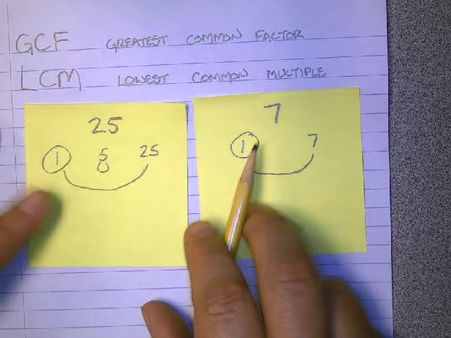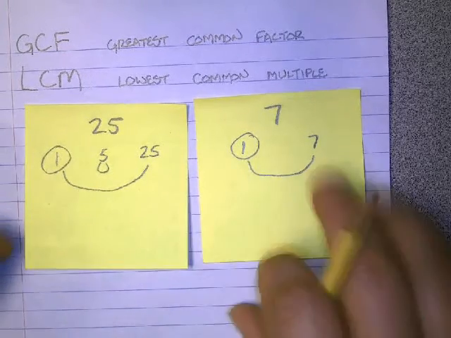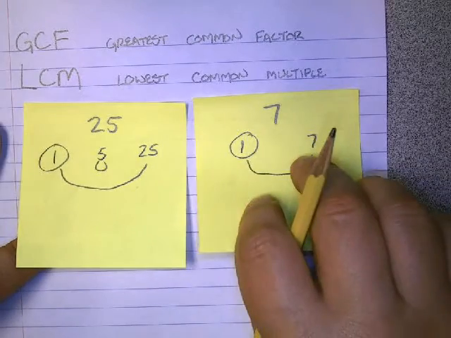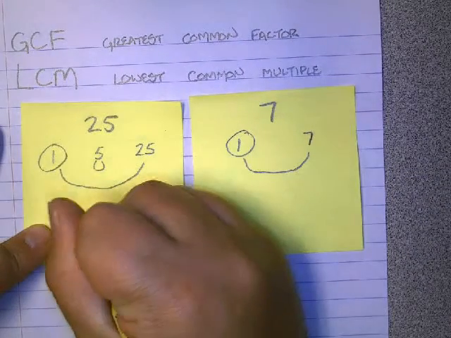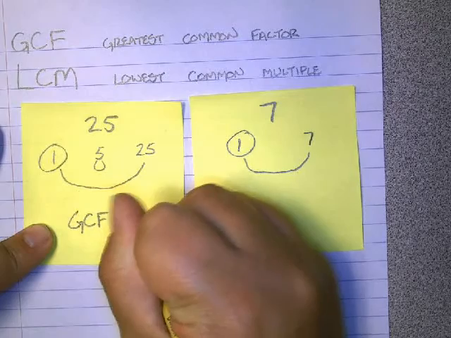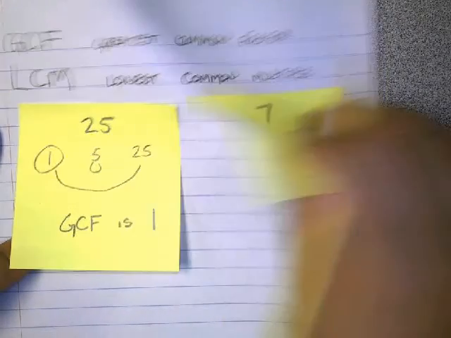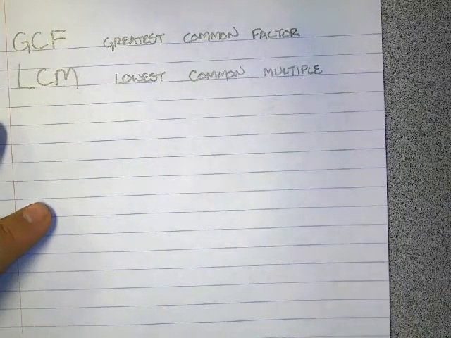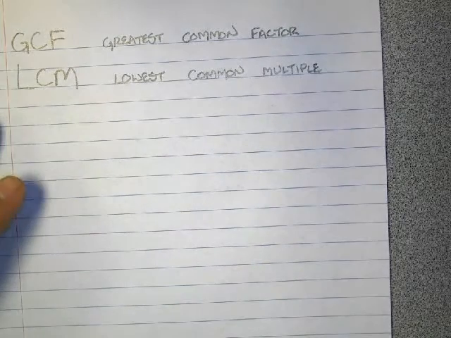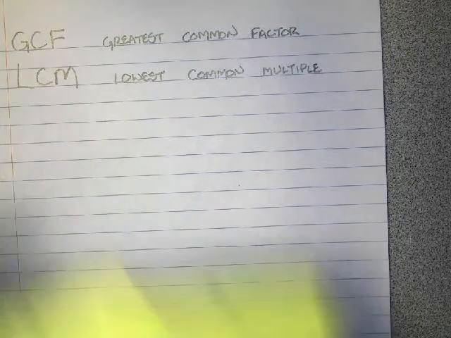So sometimes actually the rainbow method is a lot easier to see this, and we're going to show you that here in a second, how the rainbow actually shows that the best. So my greatest common factor, GCF, is 1. That's the only number they share.